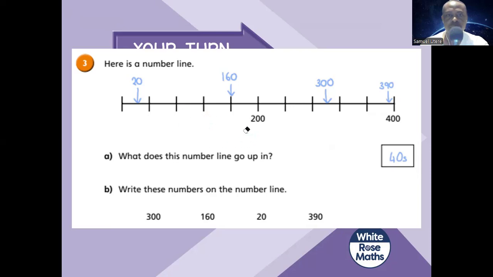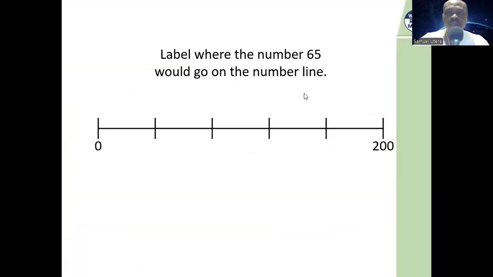Okay, let's move on. What if we have a number line like this? So the question here, first example, before you do the next set of practice exercises, is label where the number 65 would go on the number line.